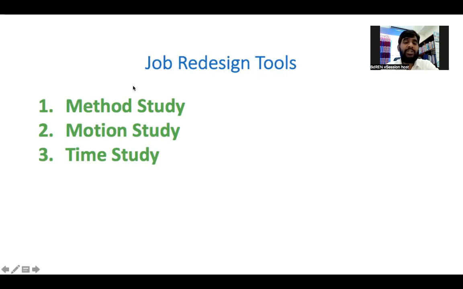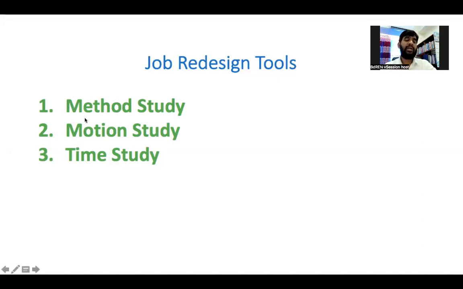These are the job redesign tools usually used by the operations manager. The job redesign tools include: number one, method study; number two, motion study; number three, time study. Method study means how you are doing the job. Can you change the method to improve output? Industrial engineers under the operations manager do this method study, revealing a better way of doing the job. That is method study: how you are doing the job.